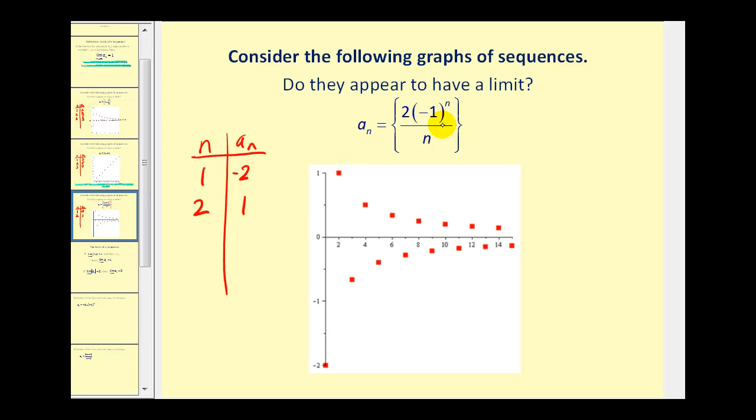Let's go and take a look at one more. When n is equal to 3, we have negative 1 to the third. That'd be negative 1 times 2. That's negative 2 divided by positive 3. So we'd have negative 2/3, and that's that point right here. As n approaches infinity, it does look like these terms will approach 0. So therefore it appears the limit of a sub n as n approaches infinity would equal 0, and therefore we could say the sequence converges.